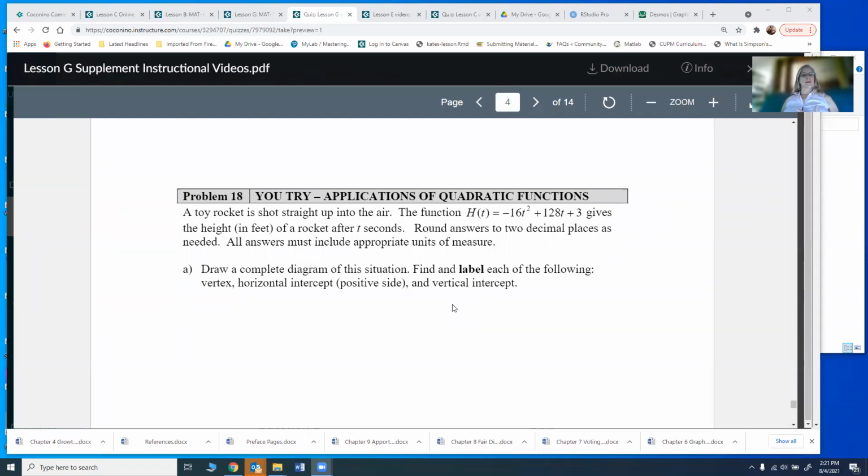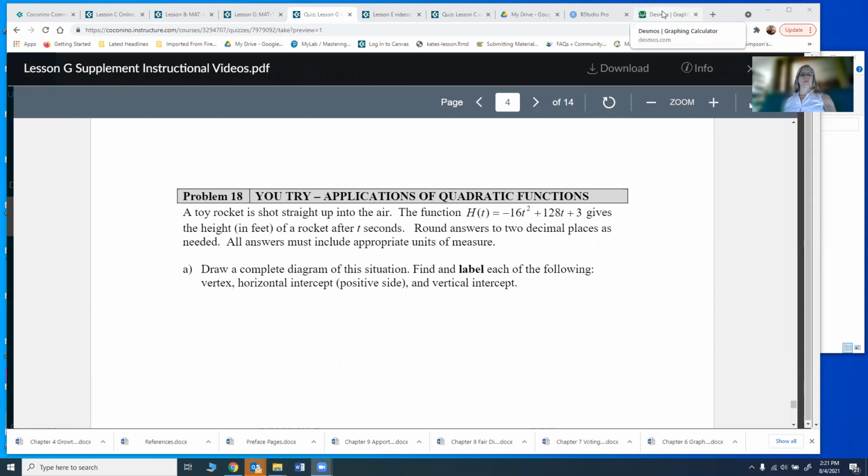Let's look at solving a quadratic equation with an application of one. We're using Desmos. So here we have a tiny toy rocket. It's shot straight up in the air. The function is h of t equals minus 16t squared plus 128t plus 3. This gives the height in feet of the rocket after t seconds. So let's first draw a graph.